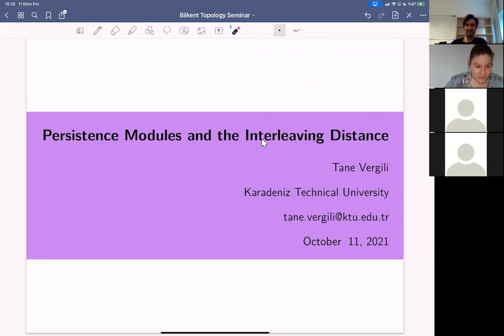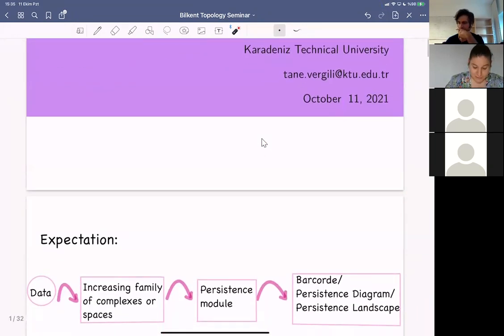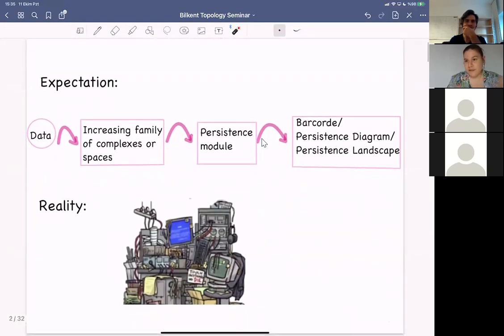Thank you very much for inviting me, and thank you for adjusting the timetable so I can be here. Today, I would like to talk about persistence modules and the interleaving distance. And I would like to start with this drawing. When you ask the pioneering researchers in this area what the aim of topological data analysis is, they always sketch the first diagram.